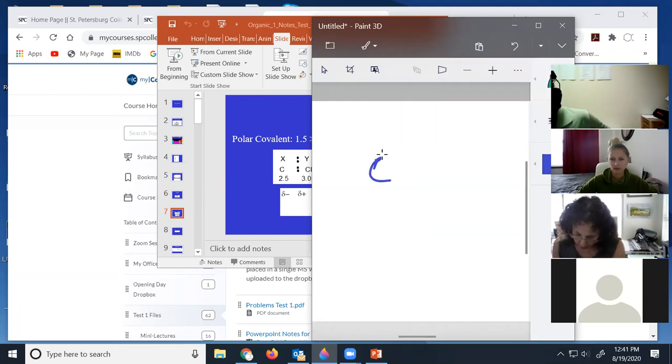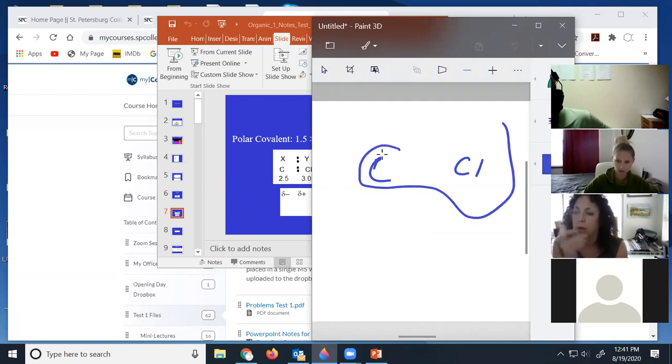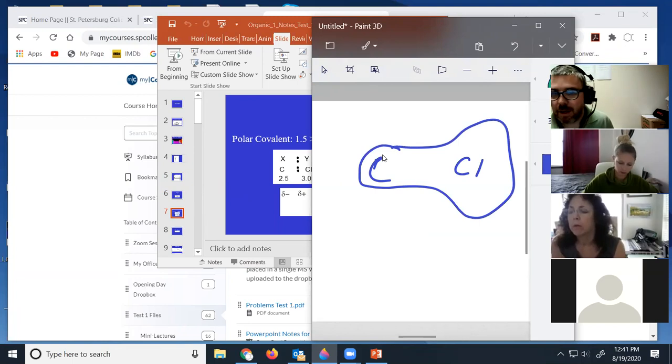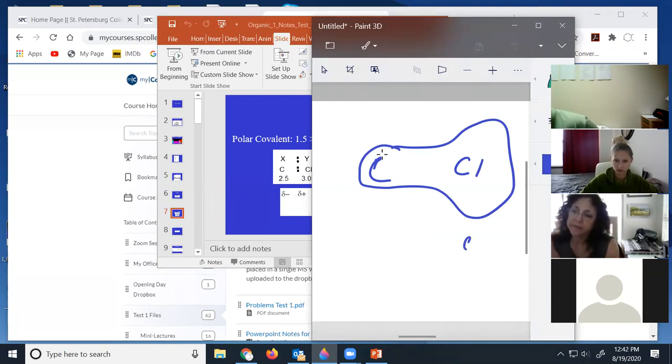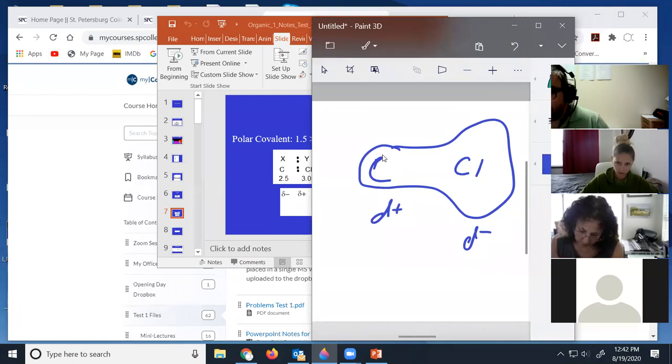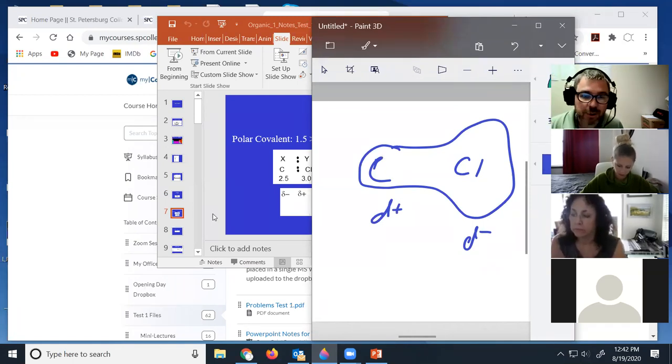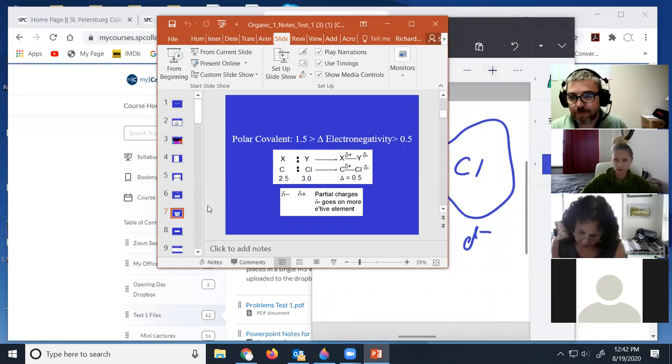So if you've got carbon and you've got chlorine, the electron density is going to kind of look like this. And the electron cloud is going to be drawn more towards the chlorine than the carbon. So that's why we put a delta minus there and a delta plus here. Now those aren't full charges, folks. They're not full, they're just partial. That's why the little delta is there.